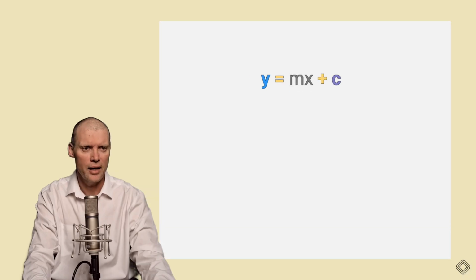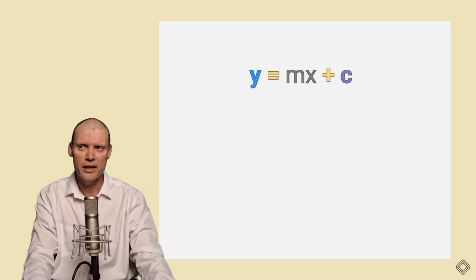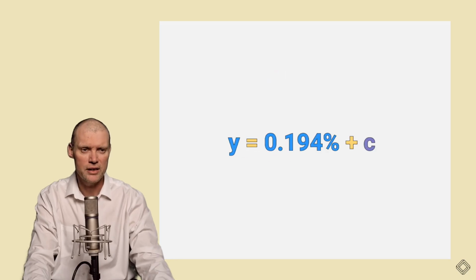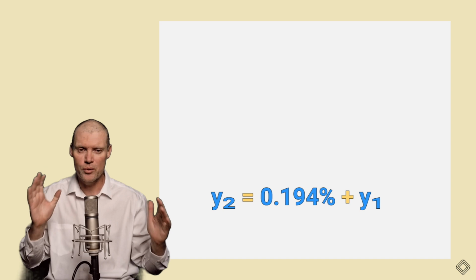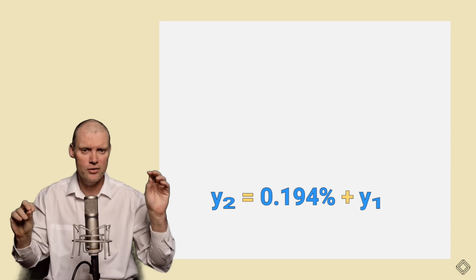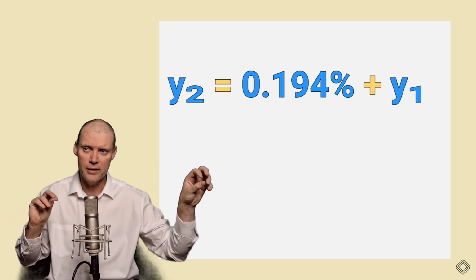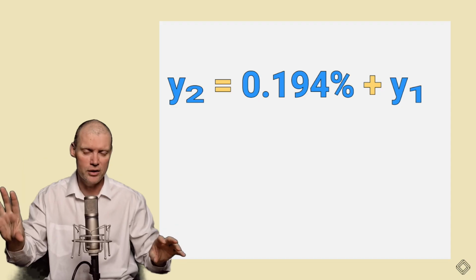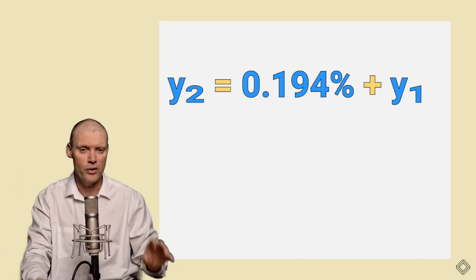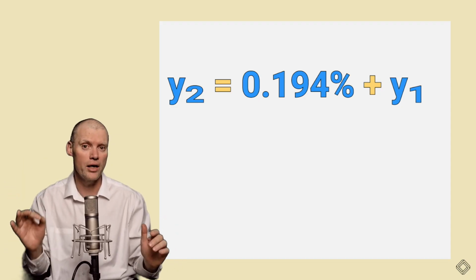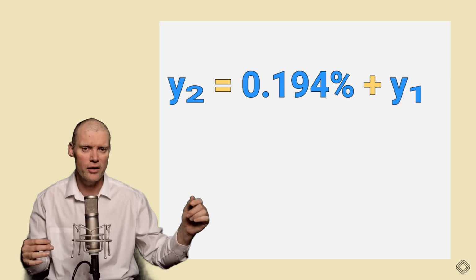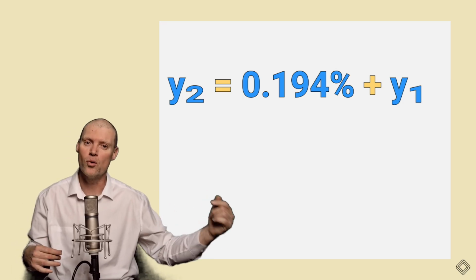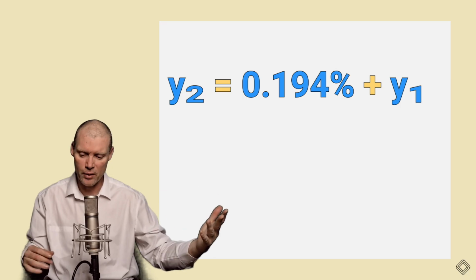Back to the scenario again. Y is equal to mx plus c. In our scenario here, we now know what mx is. Mx is 0.194% plus c. But what does c represent? Well, in our scenario, we can substitute the variables that we've assigned into this equation. We're not solving for y itself, we're solving for y2, which means y2 is equal to 0.194% plus y1. So c gets replaced by y1.